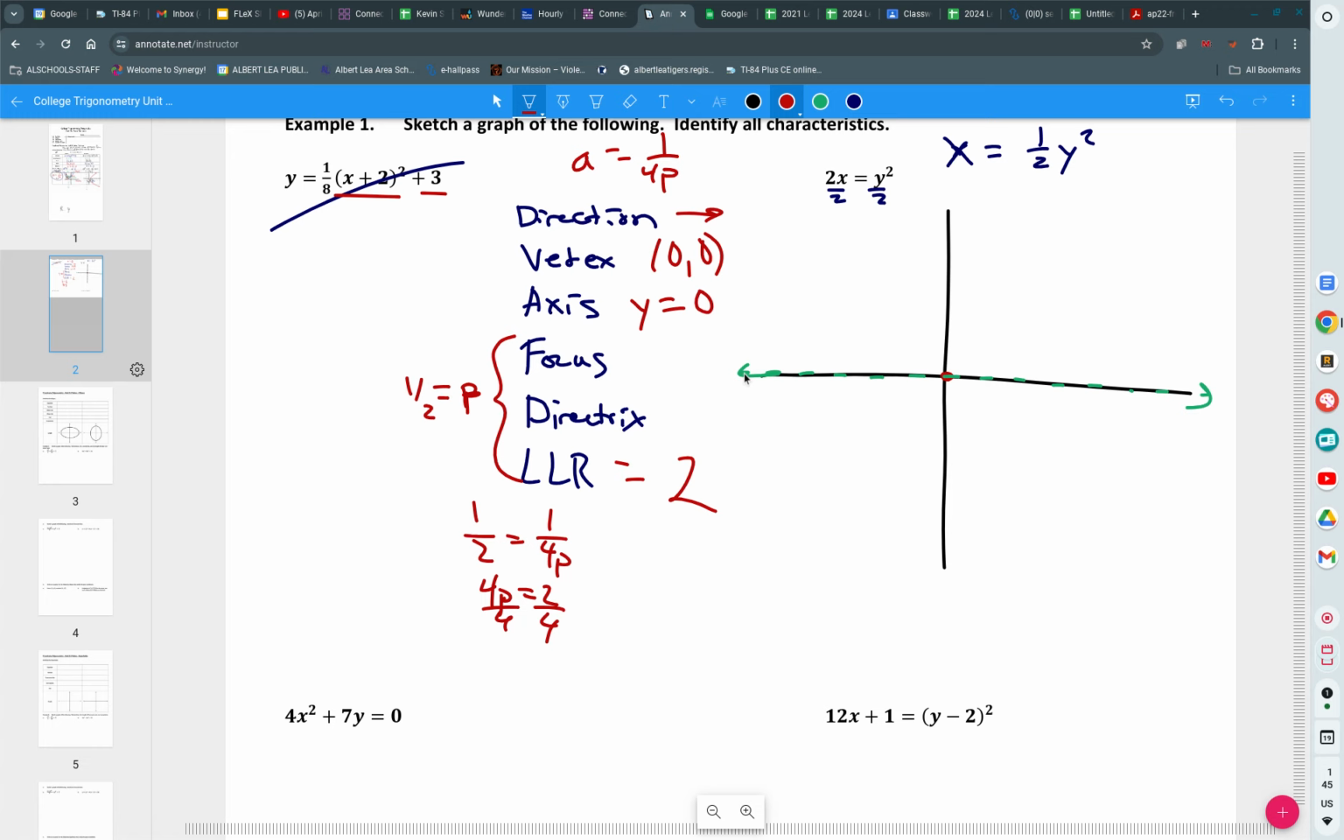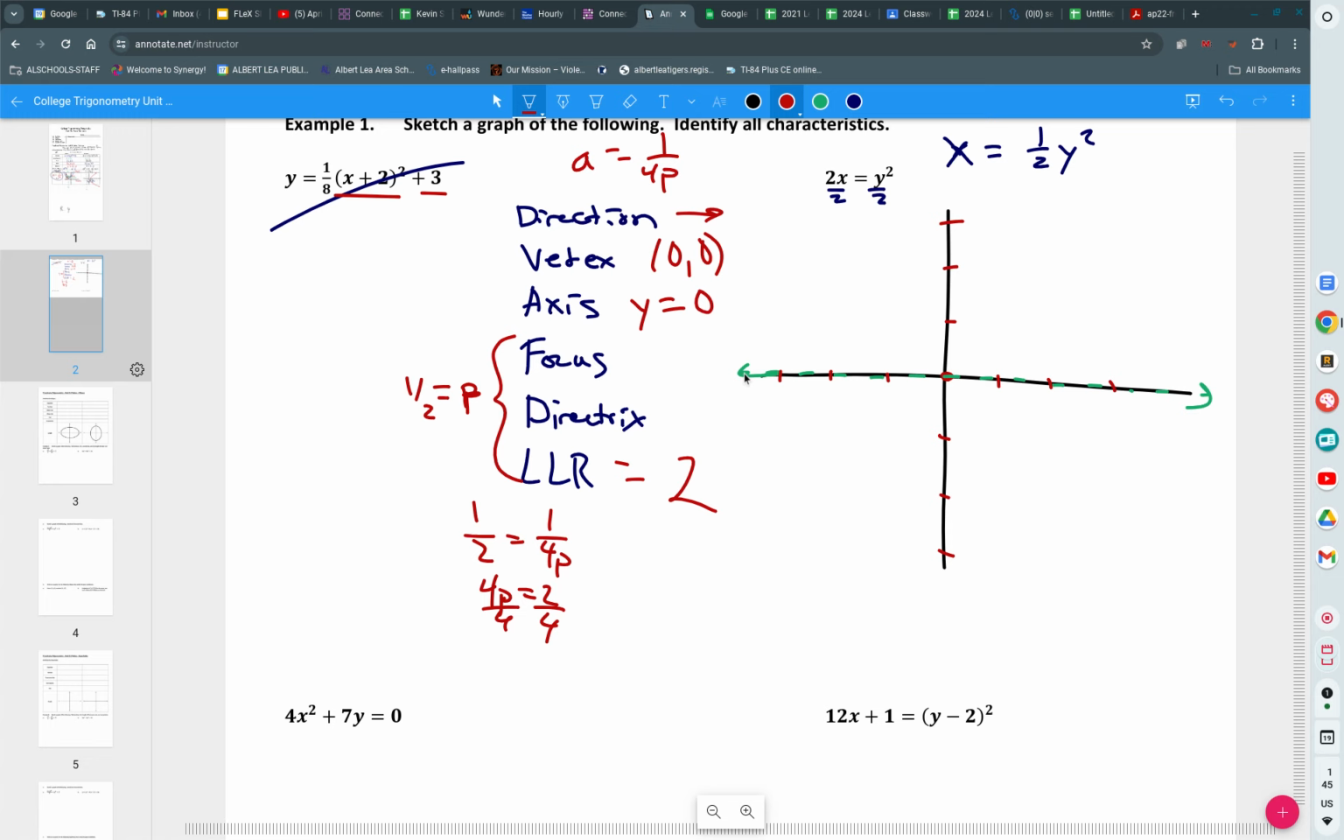So if the length of the latus rectum is 2, does everybody agree that if I made like a 3 by 3 graph, that would be plenty? So I'm just going to make a 3 by 3 graph. 1, 2, 3, 1, 2, 3, 1, 2, 3, 1, 2, 3. Okay, that's going to be plenty big.